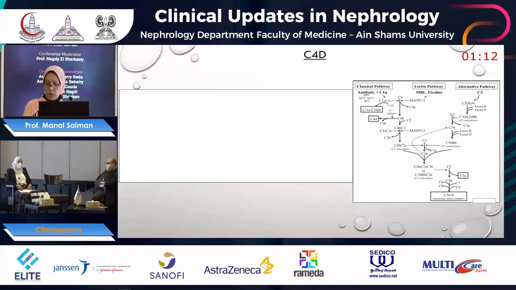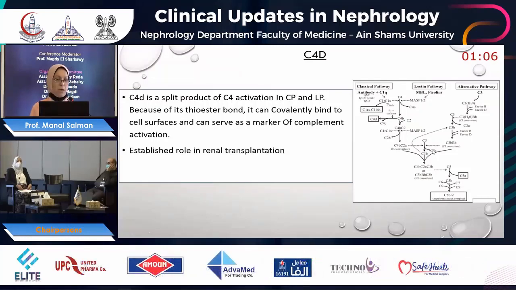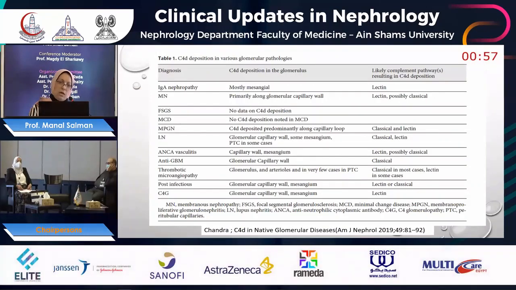الC4D ده عباره عن ايه؟ ده عباره عن split product of C4 activation في الكلاسيك and lectin pathway، ومعروف الرول بتاعه في الرينال ترانسبلانتيشن. ظهر الرول بتاعه في النيتيف كيدني بايوبسي اليومين دولت، واتعمل عليه ابحاث كتير، فلقوه تقريبا بوزيتيف في كل حاجه ما عدا المينيمال تشينج والفوكال سيجمنتال معلوش ابحاث، فبقى بوزيتيف في كل حاجه.